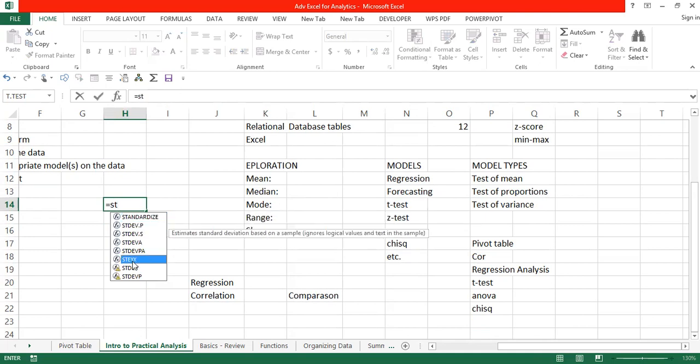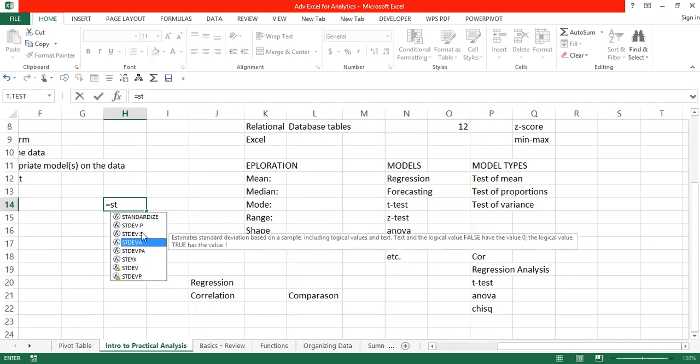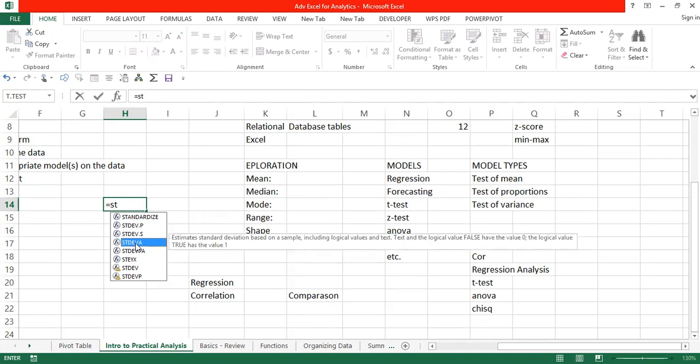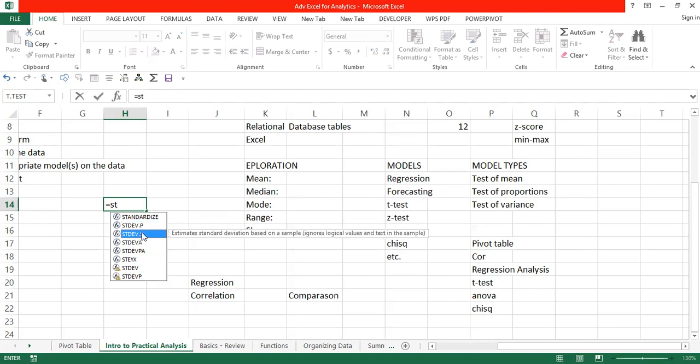Okay. And when you look at it, it can be STD.P or STD.S. S means sample, P means population. Yes. Okay. So what about this one?